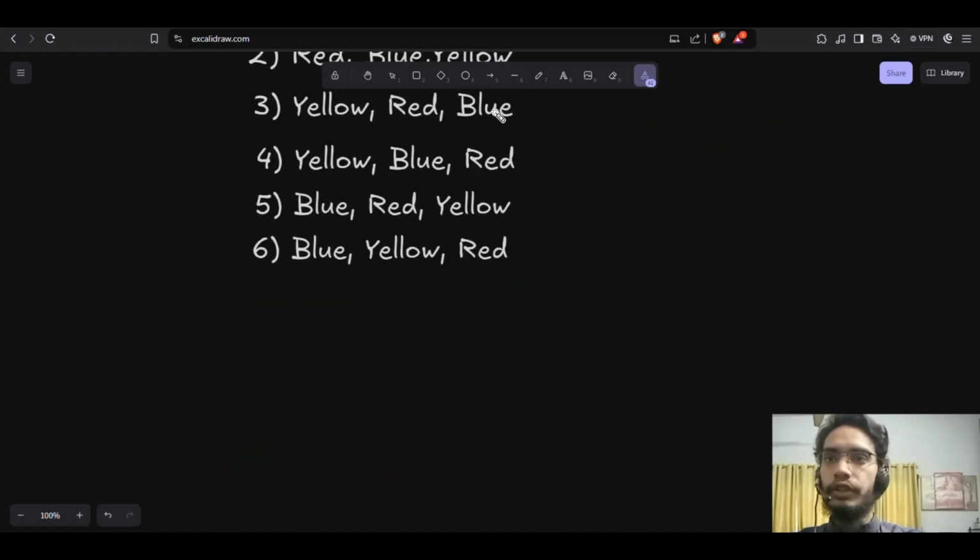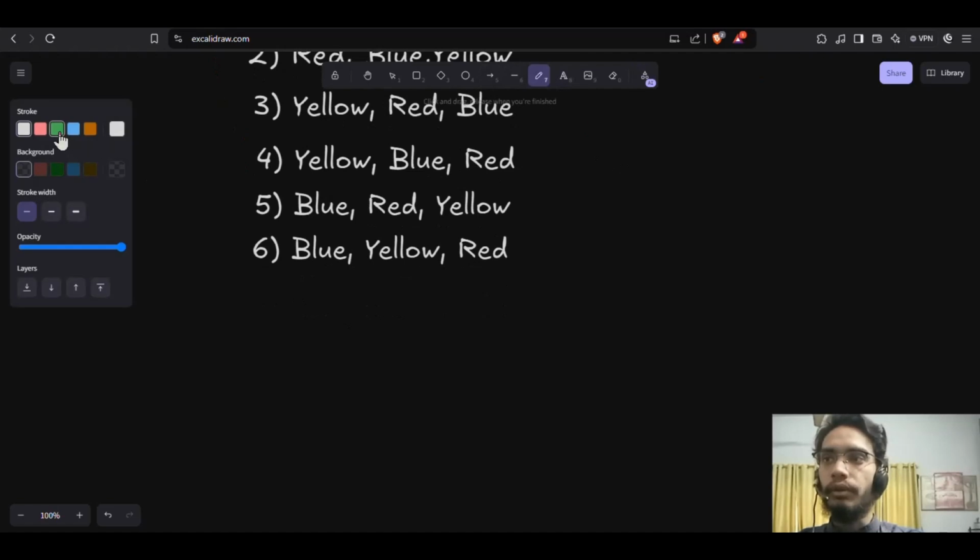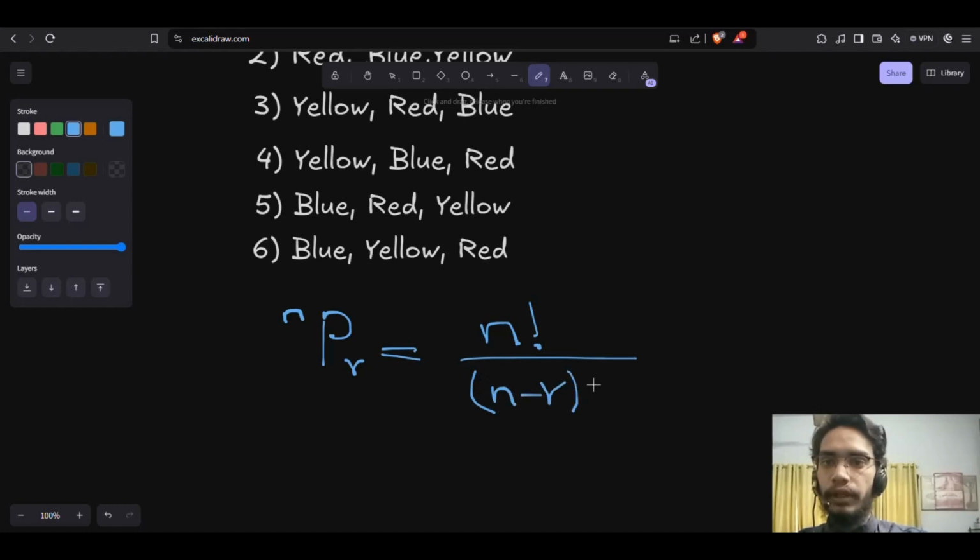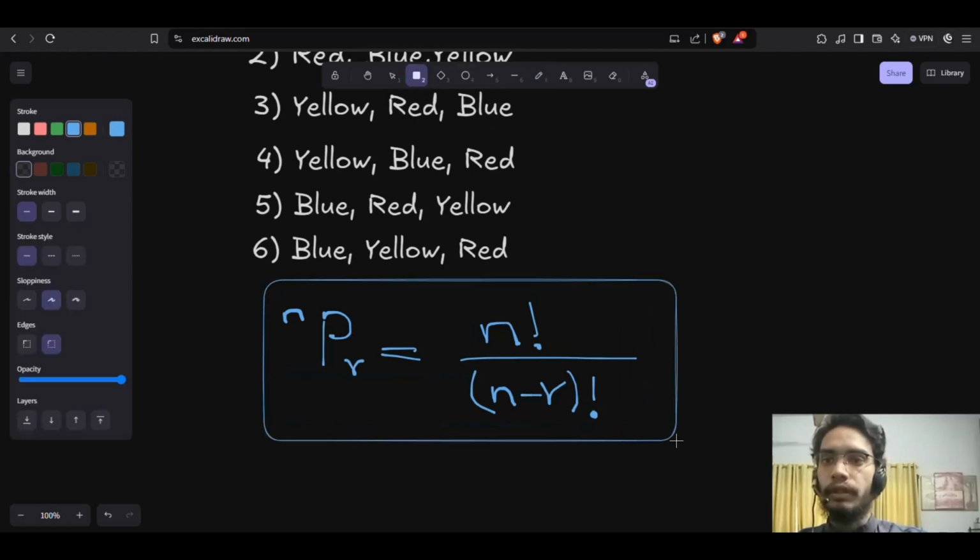For permutation, we have a very simple formula, which is called nPr. This nPr is equal to n factorial divided by (n minus r) factorial. So n factorial over (n minus r) factorial.